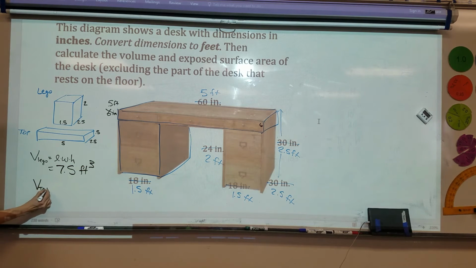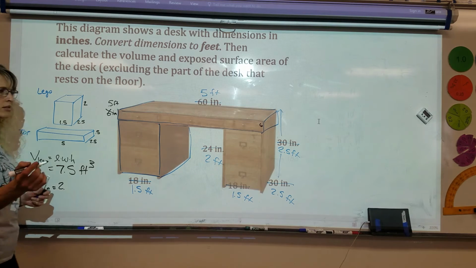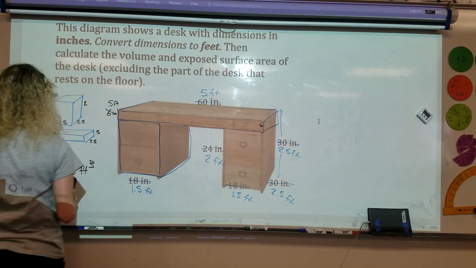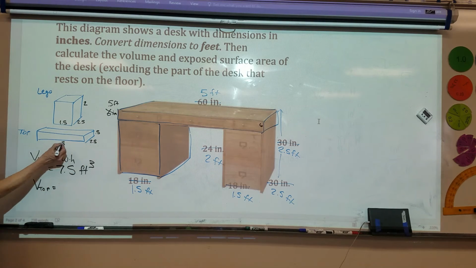Volume of the top, length, width, height. Who's got that? Colin? 2.25. It looks a little small. 22. Looks a little big. Ethan, what'd you got? I got 6.25. That sounds right. Check it one more time. You're going to go 5 feet across, yeah. 2.5 feet wide, and this is a 0.5 right there.